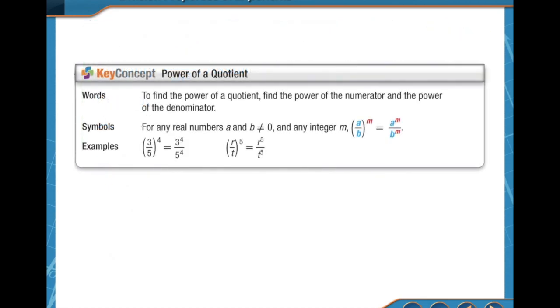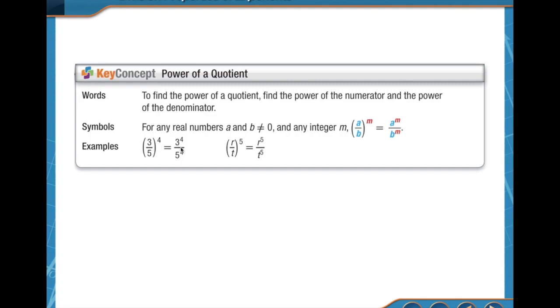Okay, so we're making things more complicated. Now we want to look at the power of a quotient. So given one number divided by another number, or a over b, if all of that is taken to some power, m, we must apply that power to both numerator and denominator. So example, if we have 3/5 as a fraction taken to the fourth power, that fourth power must go to the numerator and the denominator.